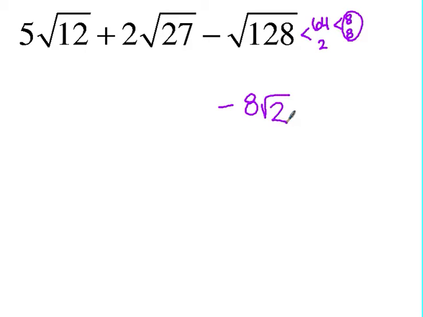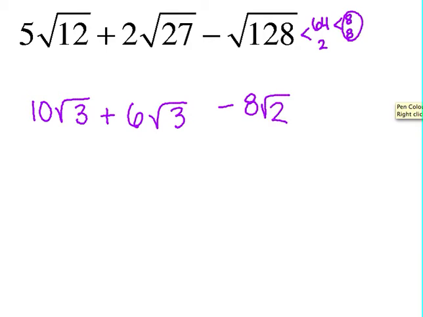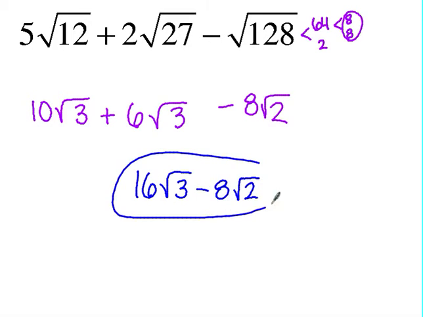Somebody get 5 root 12? 10 root 3, okay. What did the middle get? No, that's right. 6 root 3. Okay, so now we're just looking to add like terms. What do you get? 16 root 3 minus 8 root 2. You cannot combine the 8 and the 16. Can't do it because they're not the same roots. So you just leave them individually.